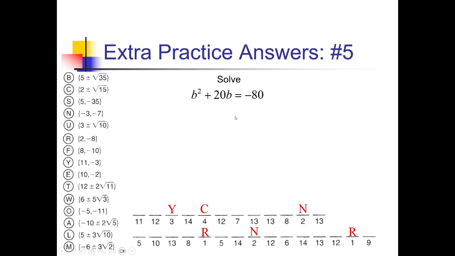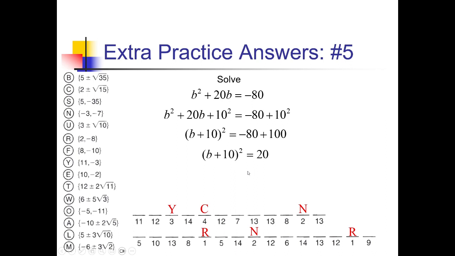For this problem, I'm all set up to complete the square since I don't have any constant over here. So half of 20, that's going to be 10. Let me square 10 and add that to both sides. On the left side, that leaves us with b plus 10 quantity squared. On the right side, we've got negative 80 plus 100, which is 20.